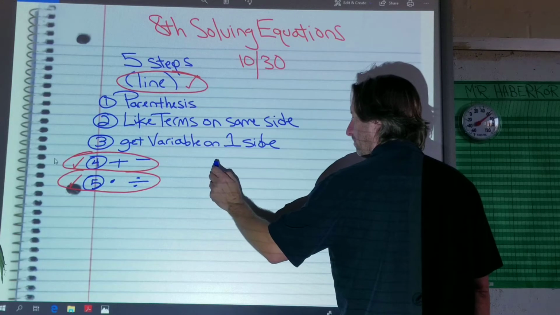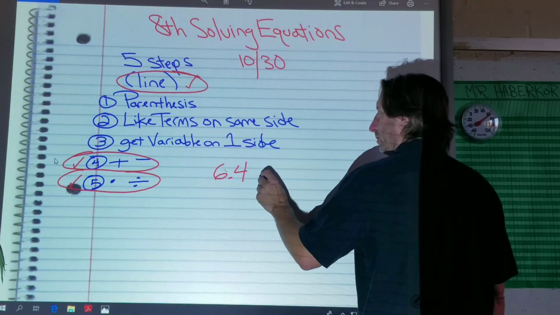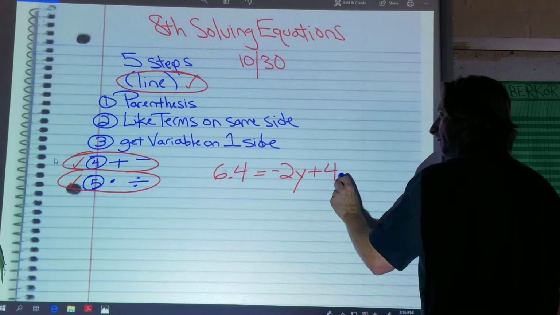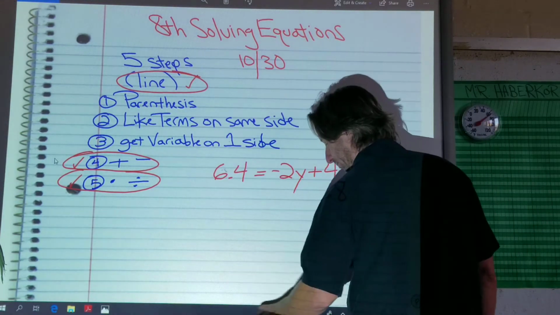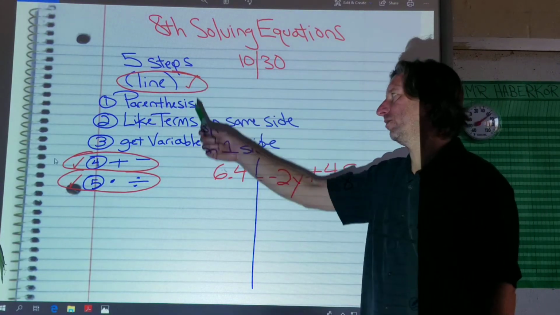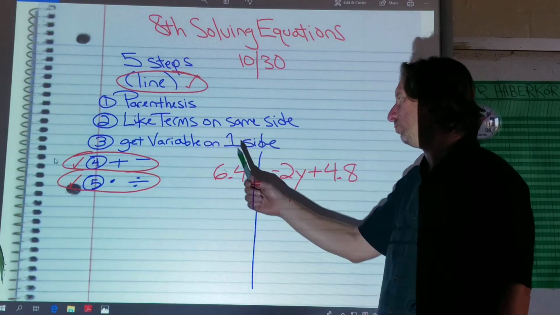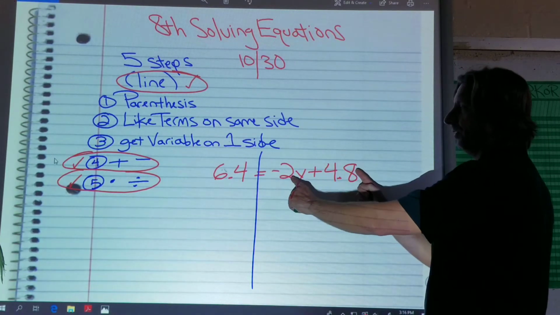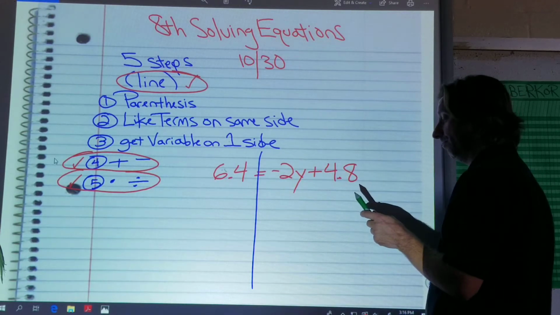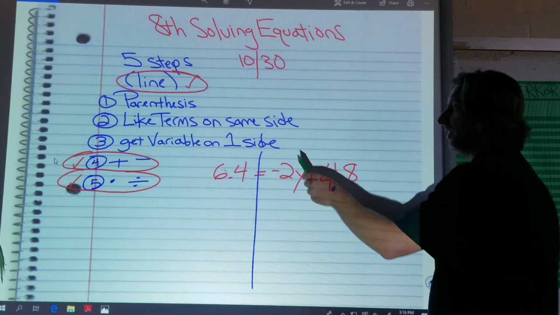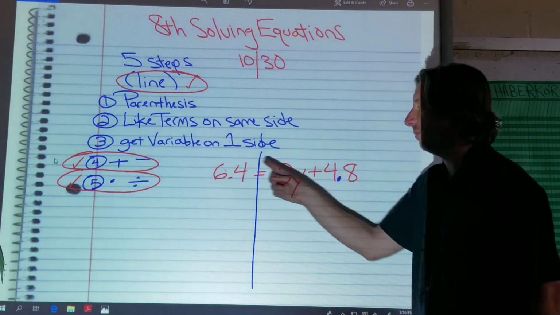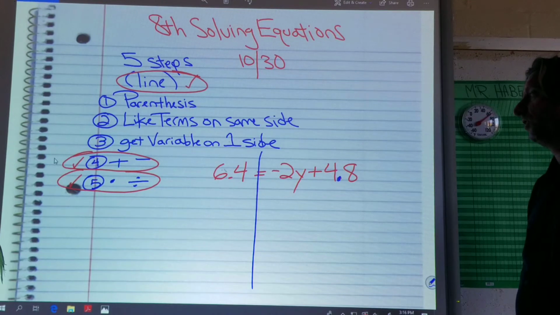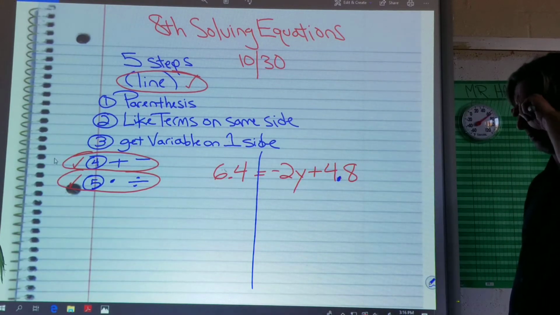So, we'll say 6.4 equals negative 2y plus 4.8. All right. Line, right? It's the first thing we do. And I'm going to start talking about these a little bit. Parentheses. We don't have any parentheses. When they say combine like terms on the same side, they're saying, can you add these two together? Well, we can't because one has a y and one doesn't. So we can't do that, right? And then it says get variable on one side. We only have variables on one side. We don't have y's on both sides of the equation yet, but we will. All right, so either way, we're just doing steps 4 and 5 again today. We'll start talking about the other stuff tomorrow, or Monday.